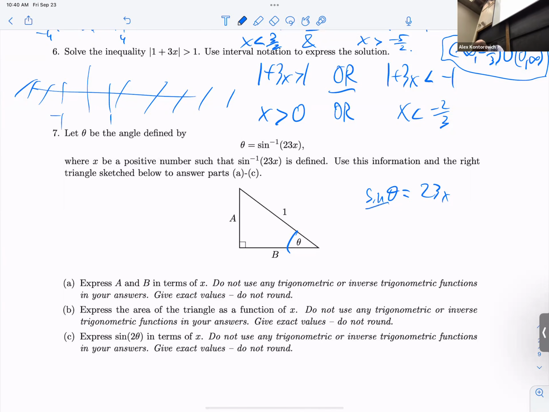All right, so the sine, that means opposite. This is opposite over hypotenuse, right? All right, opposite over hypotenuse. Hypotenuse is 1. This is 1, so that means the opposite is 23x. So A really is just nothing but 23x. And then I know the Pythagorean theorem, that's this squared plus this squared is going to give me 1. So B has to be the square root of 1 minus 23 squared x squared.